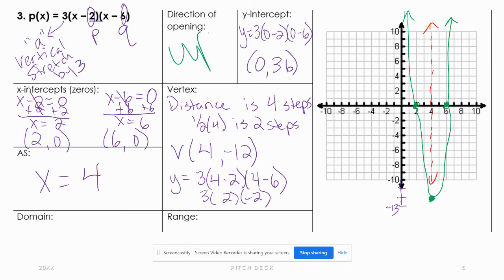This direction is opening up. Our domain is negative infinity to infinity. And our range, we're opening up, so greater than or equal to negative 12.